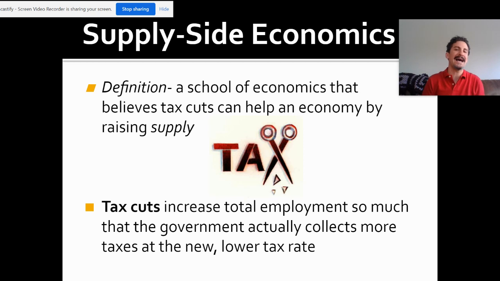All right, so then we got supply side economics. This is kind of the same thing, but it's giving money elsewhere, not just to the people, but where is it giving money to? You got it. It's giving money to businesses. So the definition of supply side economics is a school of economics that believes tax cuts can help an economy by raising the supply. So if you cut taxes, you can actually increase the total employment so much that the government actually collects more taxes at the new lower tax rate.